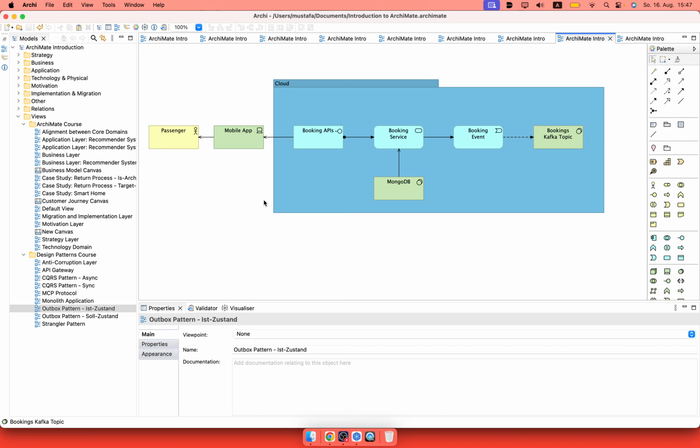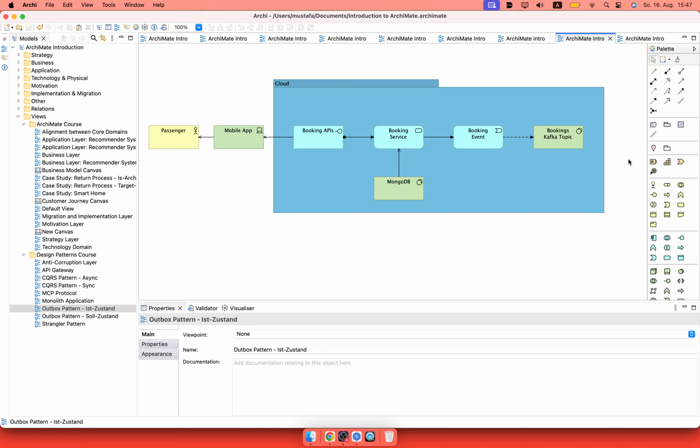So here is one view that is focused on this use case. The passenger uses the mobile application. Remember, we are using ArchiMate notation, served by. And this mobile application is served by the booking APIs, which is assigned to the booking service. This will write the data to the Mongo database, again served by the Mongo database, and triggers a booking event, which will be published to a booking Kafka topic or any other message bus such as Azure Service Bus, Azure IoT, Azure Event Hub, and so on and so forth.